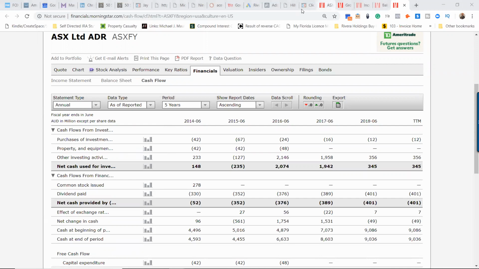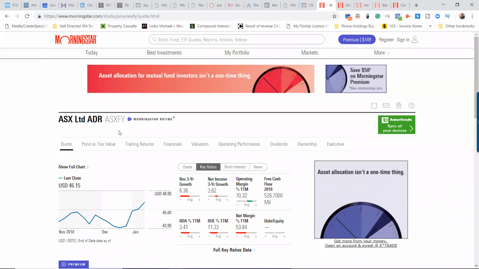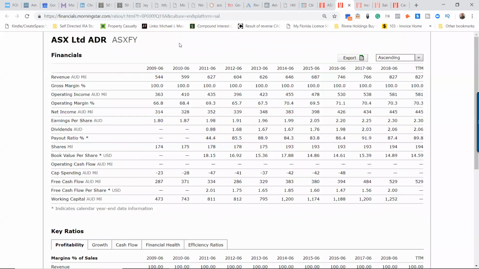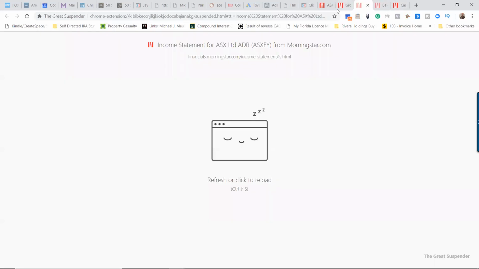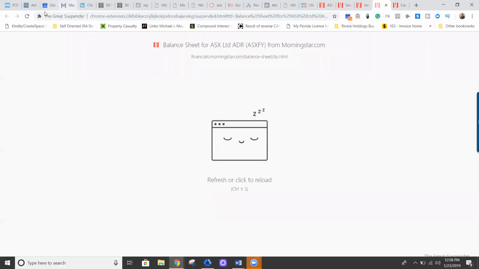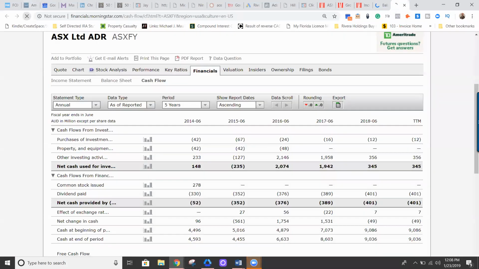So all you need is the Morningstar main website. I have this up just because I always have this up when I'm evaluating a company, but all you really need for owner's earnings is the income statement, balance sheet, and cash flow statement. Already got it up here, just have to reload.